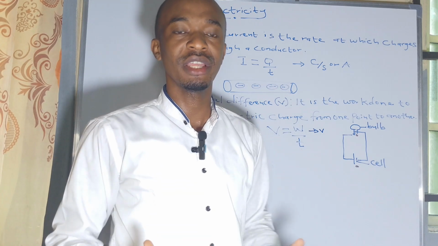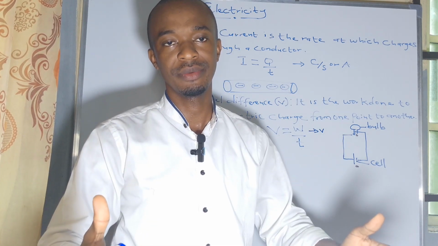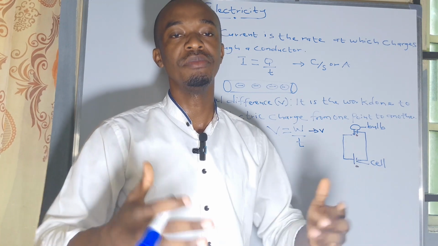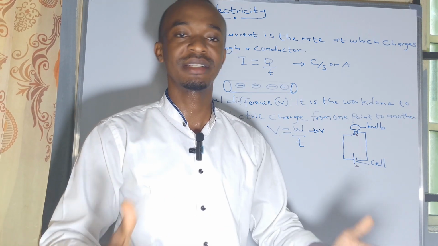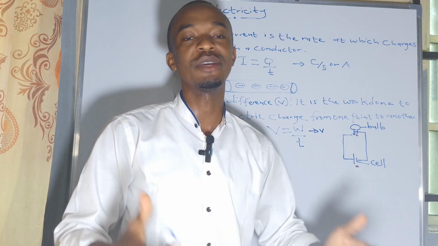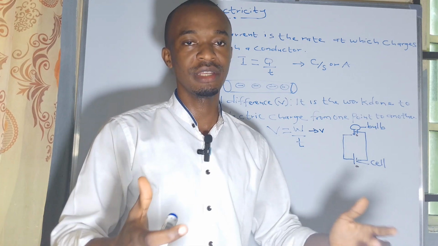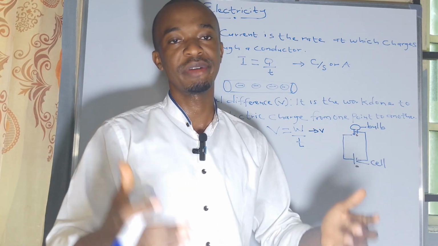Now you can ask me, where do we find electrons? We find electrons in matter. The universe is made up of matter. Matter is anything that has mass and occupies what? Space. Solid is matter, liquid is matter, and gas is what? Matter.